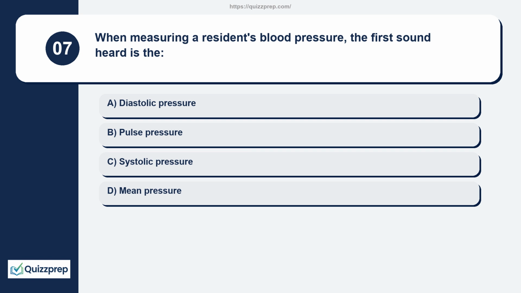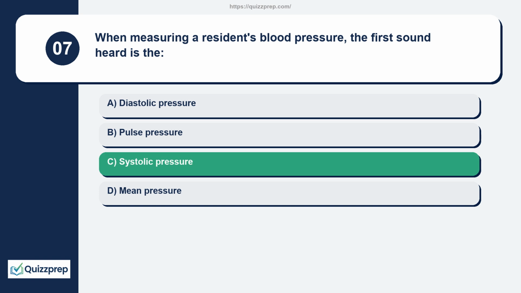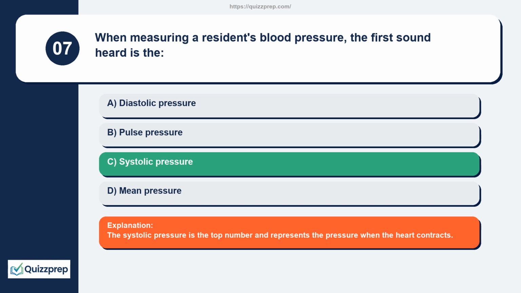Question 7. When measuring a resident's blood pressure, the first sound heard is the diastolic pressure, pulse pressure, systolic pressure, mean pressure. The systolic pressure is the top number and represents the pressure when the heart contracts.